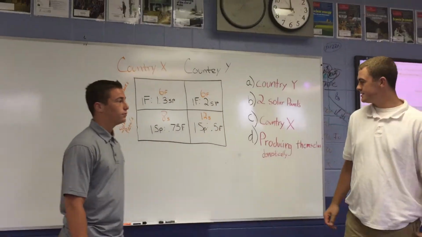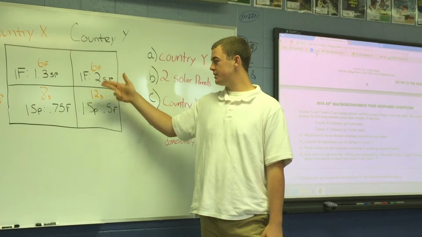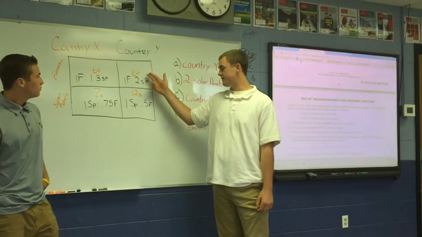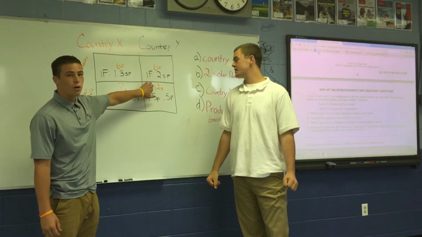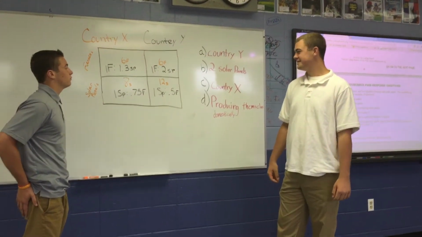Yeah, it's pretty easy to see. If you just look at the 6 and the 12, to produce 1 furnace you're giving up 6 furnaces to 12, so you can just do 12 over 6. 1 to 2. Easy, clean.